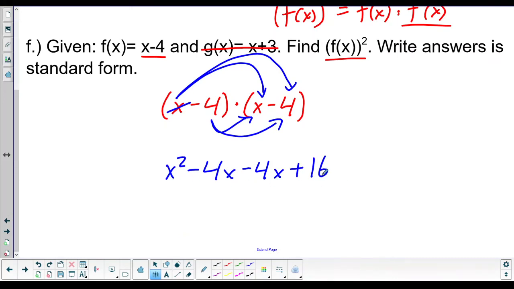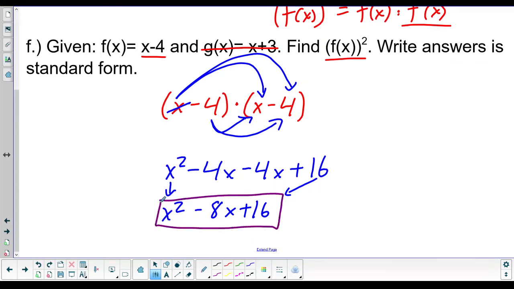Then we just combine our like terms. So bring down our x squared because there are no other x squareds to combine with. Negative 4x minus 4 more x's is negative 8x. And then bring down the plus 16 because it doesn't have a number to combine with. And then this is your final answer. Not too bad.